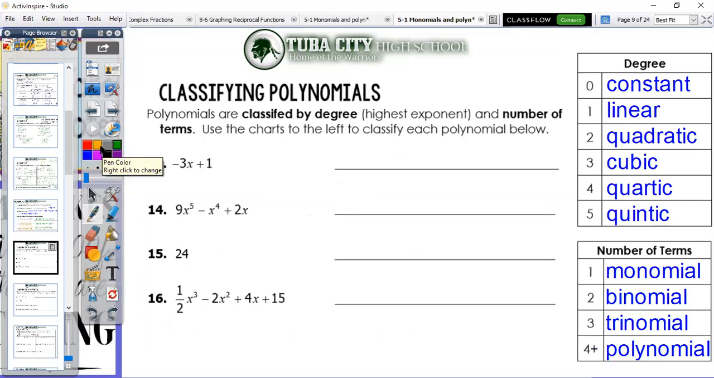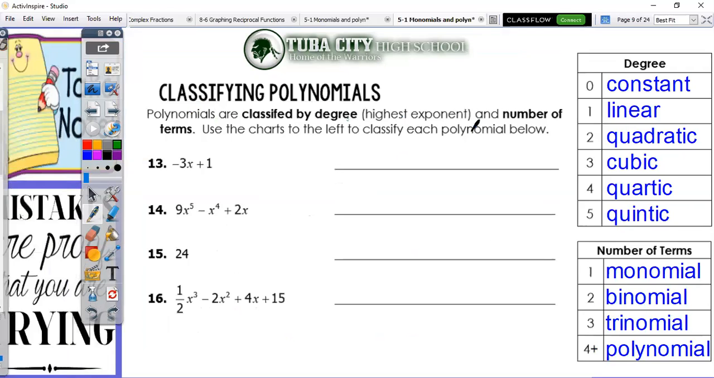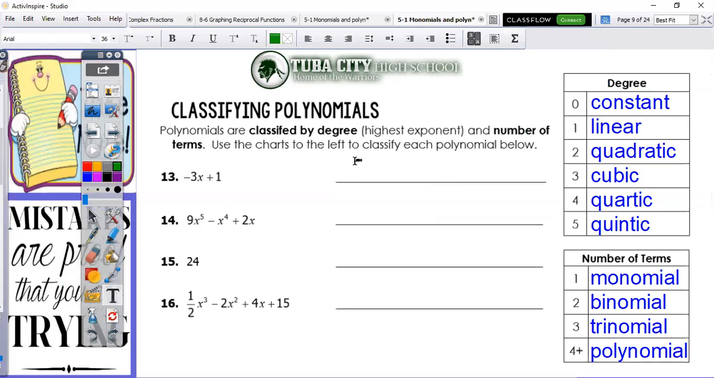So classifying polynomials some more. So we classify them by the degree, which I've already kind of covered for the term. But now we're doing the degree of the entire polynomial. So degree of the polynomial and the number of terms. We're going to use this chart to basically classify these polynomials over here. So going by the degree.